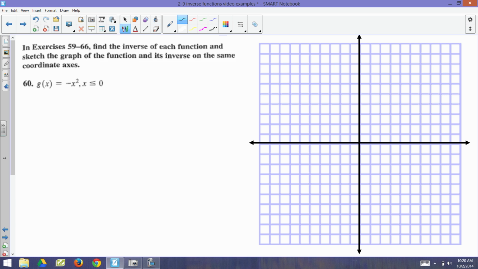Okay, so it's not a whole parabola, it's half a parabola. And it's a parabola that opens down. So negative x squared looks like a parabola that opens down like that. But x is less than or equal to 0. So I have a point 0, 0. I have a point negative 1, negative 1. I have a point negative 2, negative 4, and so forth. So it looks something like this. That's about what it looks like.